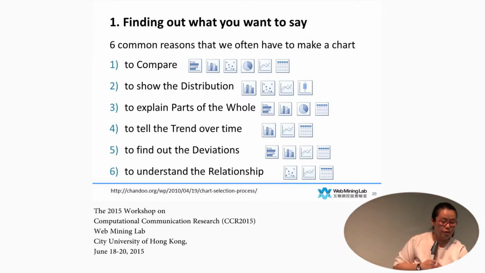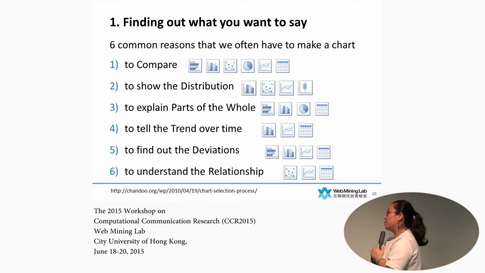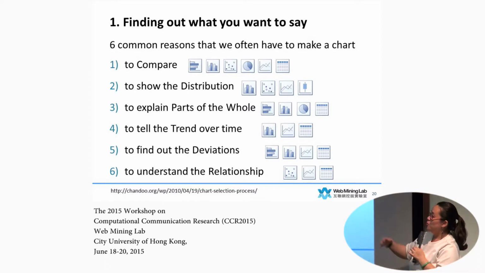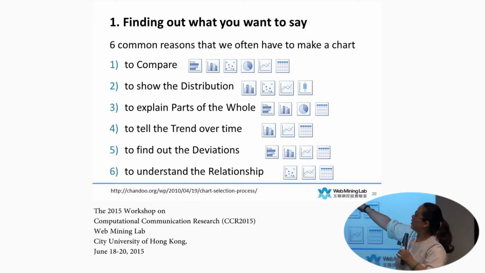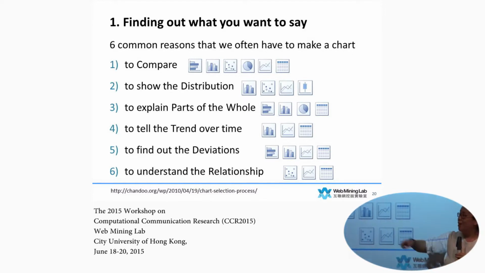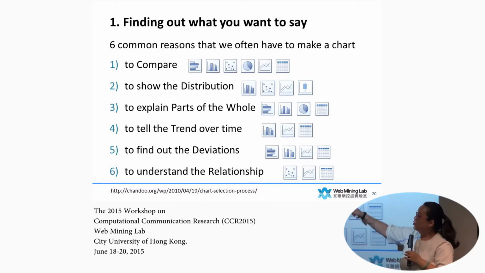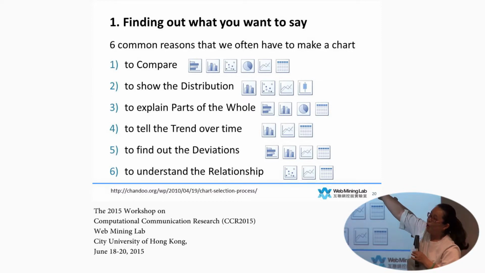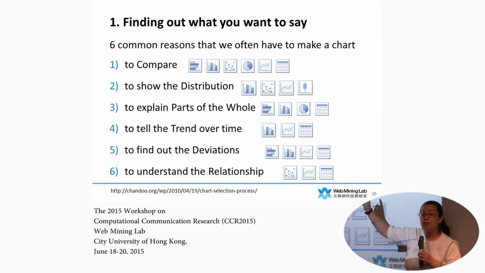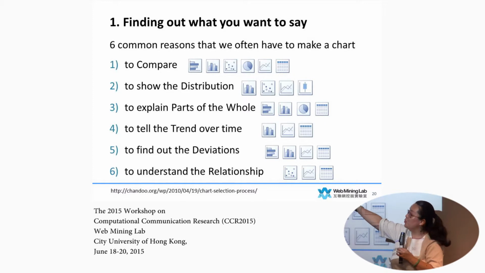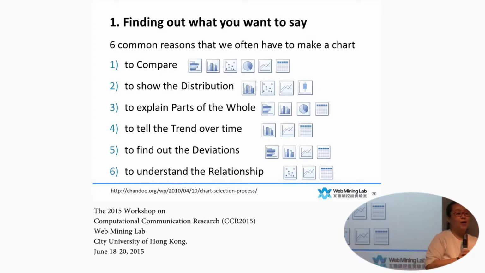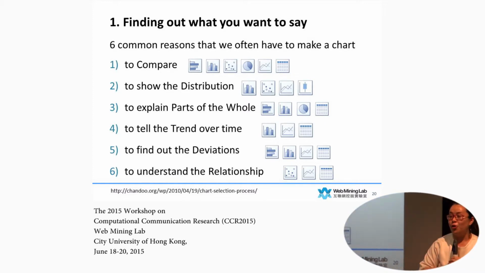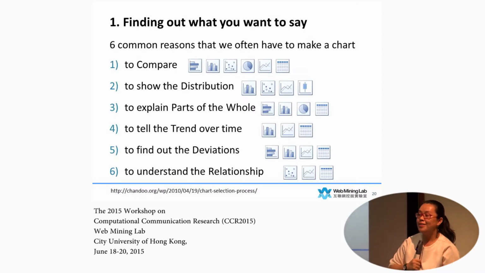The fourth one, to tell the trend over time. We usually use column charts, line charts, and table. Here's the question. To tell the trend, as I mentioned, bar charts and column charts are different, right? So at this moment, why do we choose column charts instead of bar charts? Any idea?